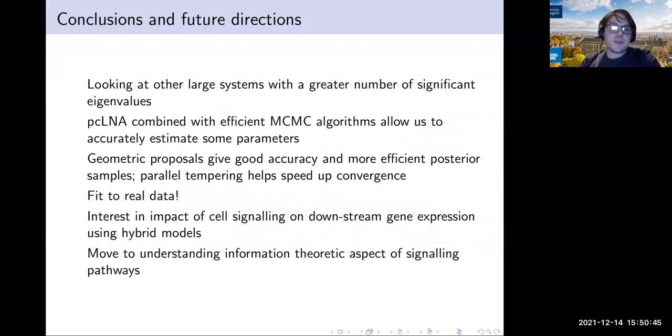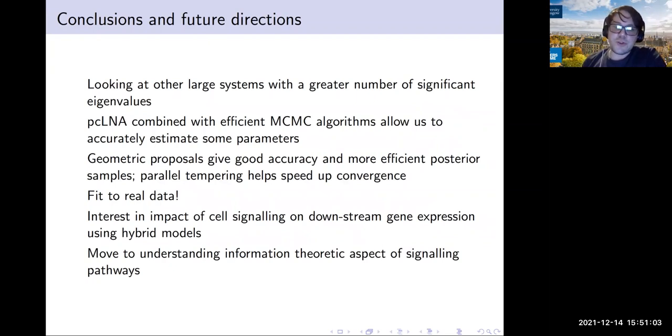So we're currently pushing this further. We're looking at larger systems again, with a greater number of significant eigenvalues, to see if we can go beyond 12 parameters as we estimate more. We've shown that PCLNA combined with efficient MCMC algorithms allows us to accurately estimate some of those parameters.